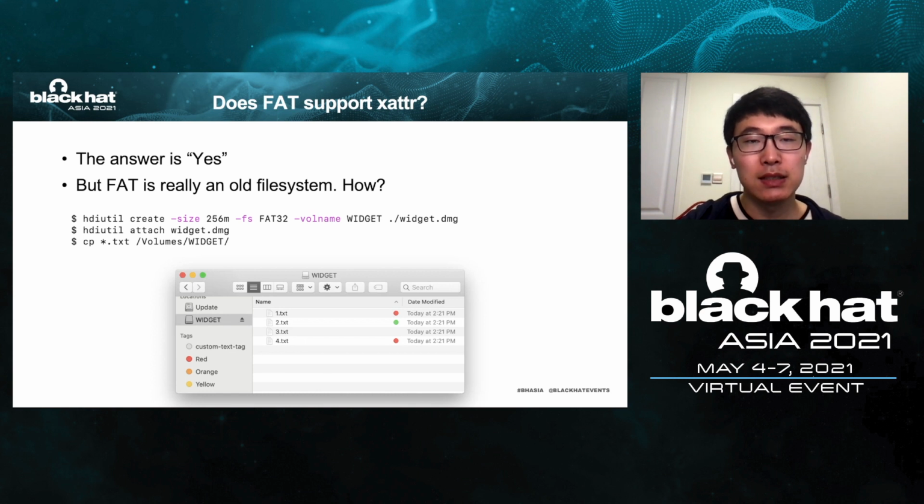I created a disk image formatted with FAT32, then mounted the image and created tagged files in it. Successful. The color tag has appeared. The answer is yes. However, FAT is a very old file system, which only provides basic file management functions. Intuition tells me that xattr is definitely not supported. There must be some black magic behind it.